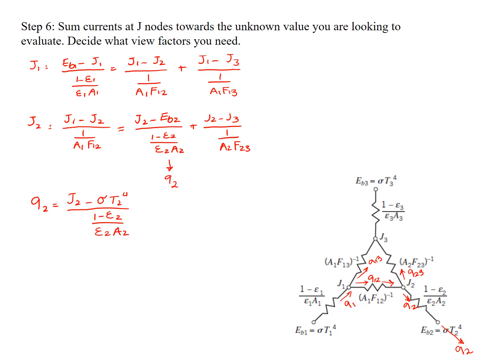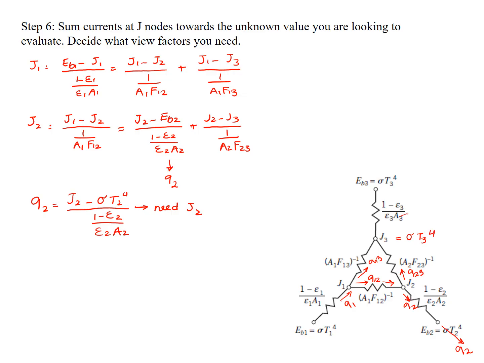Do I know the emissivity of the surface? Yes, I do. Do I know the area of the surface? I do. Stefan-Boltzmann constant, I know. Temperature of the surface, I know. J2, I don't. So I do need to get my J2 to be able to find what I'm looking for. If you take a look at the above relations, I have J1 and J2 in the first relation, J1 and J2 in the second relation, and I also have J3, which is known to me because J3 is equal to the Stefan-Boltzmann constant times T3 to the power 4.